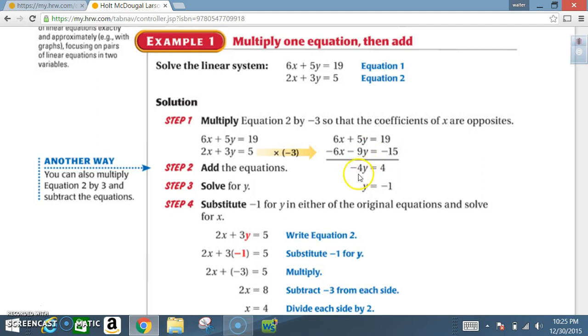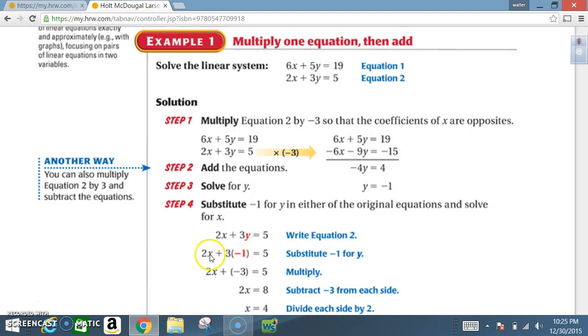Now we're going to divide both sides by a negative 4. A negative 4 divided by a negative 4 is equal to a positive 1. So we got 1y is equal to 4 divided by a negative 4, which is a negative 1. Step 4. Substitute negative 1 for y in either of the original equations above. It doesn't matter which one you pick, and the general rule is you try to pick the easiest. So here they pick 2x plus 3y is equal to 5.